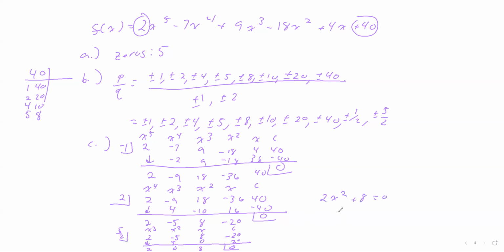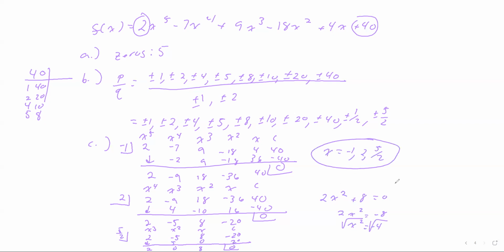But then I see that if I do this, 2x squared equals -8, divided by 2, x squared equals -4. Then I take the square root, but then I can't. So on part C, when it says rational zeros, it doesn't want complex answers. So your answer for part C would just be x equals -1, 2, and 5/2.